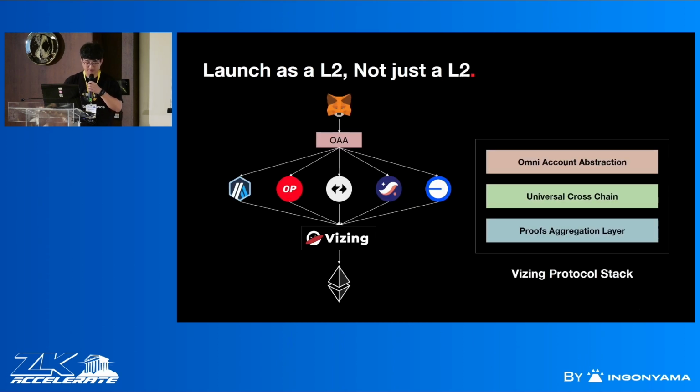This is the protocol stack of our Vizing. On top of that, we have the Omni account abstraction. When users interact with the layer 2 ecosystem, they don't need to switch their wallet network RPC. That is really annoying, right? The Omni account abstraction can send cross-chain transactions through the universal cross-chain protocol here, which supports arbitrary messages cross-chain, and we will build a proof aggregation layer on the Vizing.